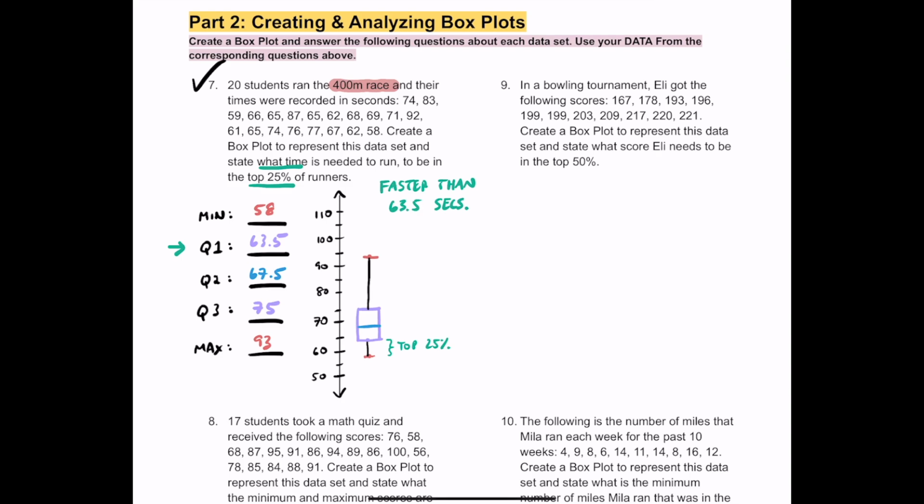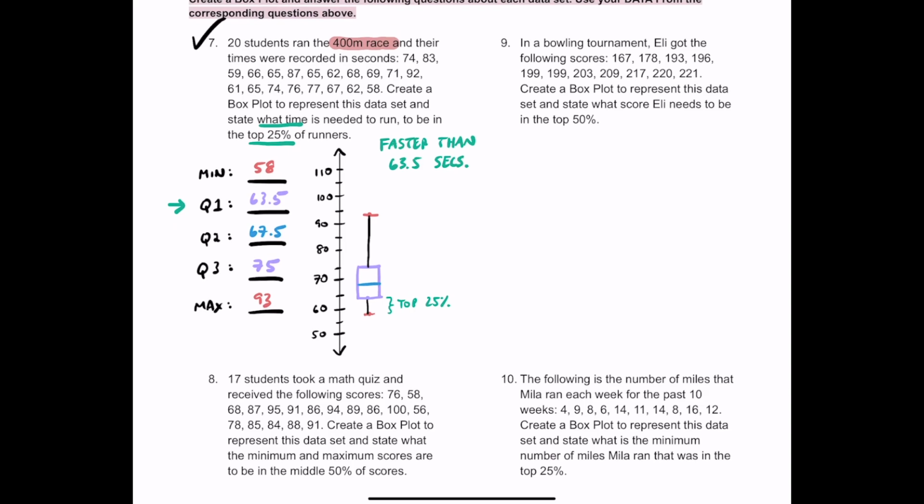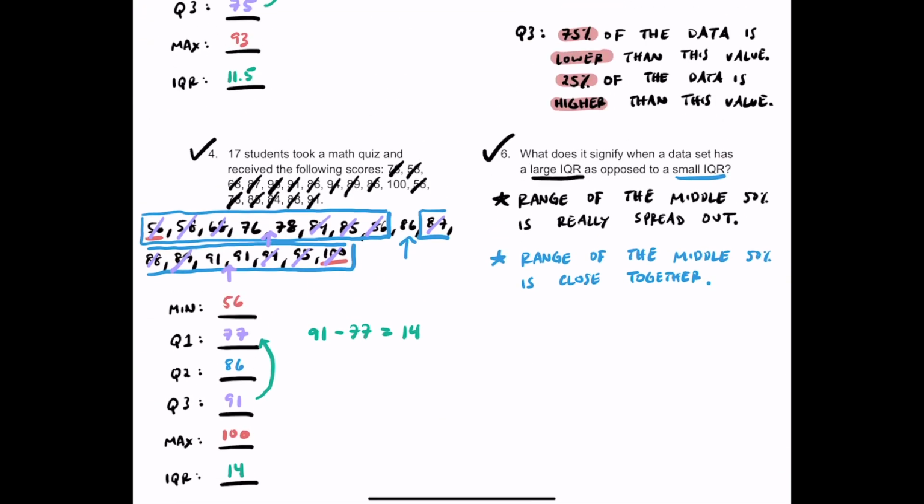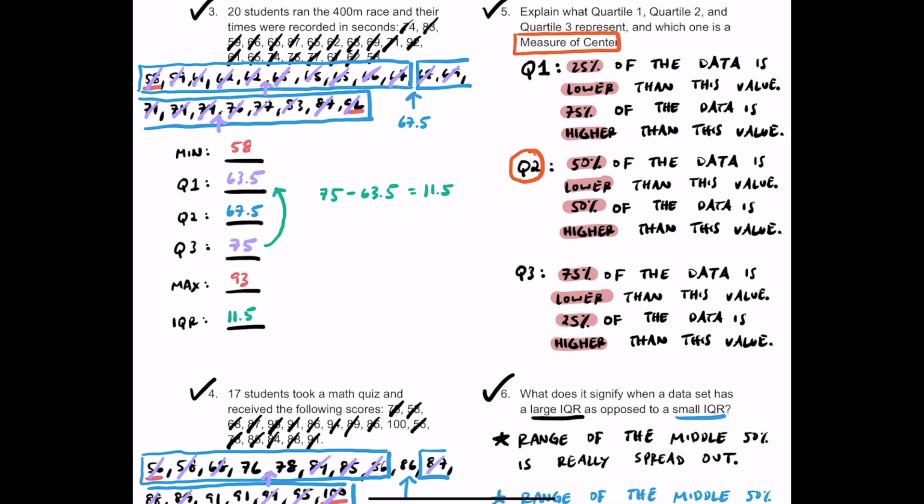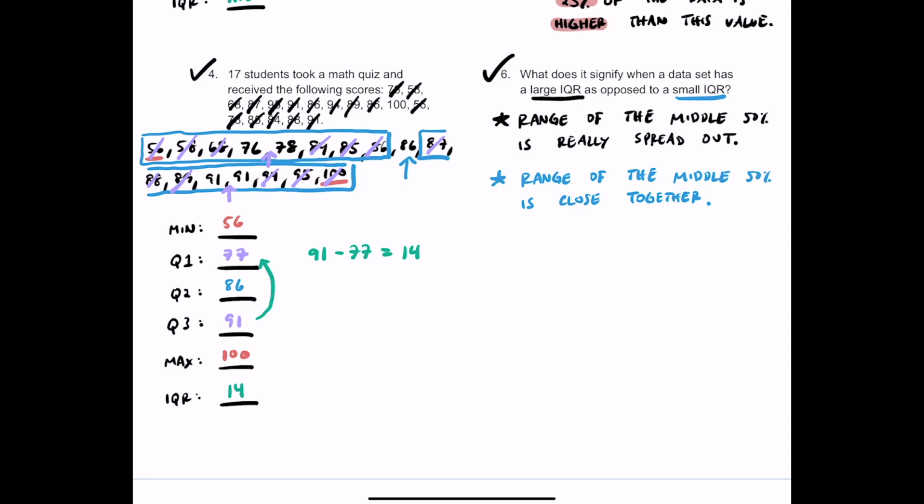Number 8, this is talking about the students who took the math quiz. So let's see. The math quiz here, and those were the scores. Okay, so we actually did that earlier, so let's just go find our 5 important numbers with the quiz score. Oh, here it is, the science quiz. We just need these 5 important numbers for now.